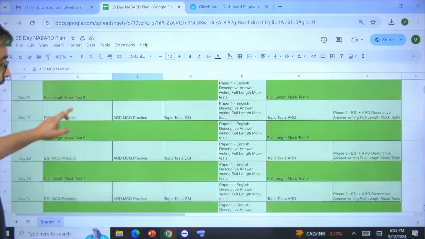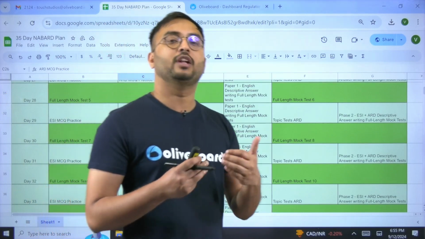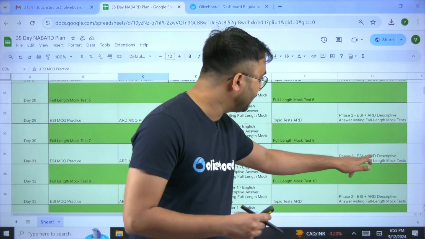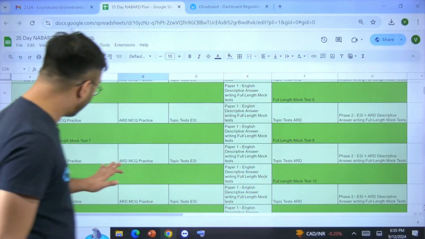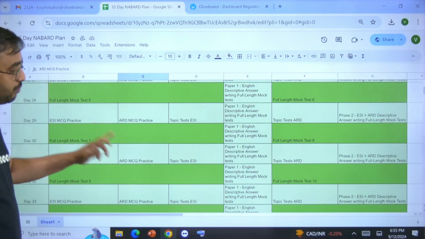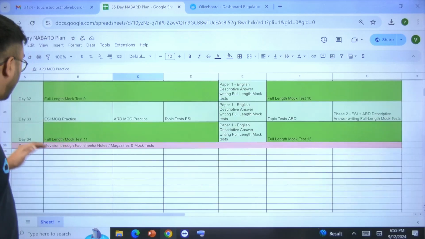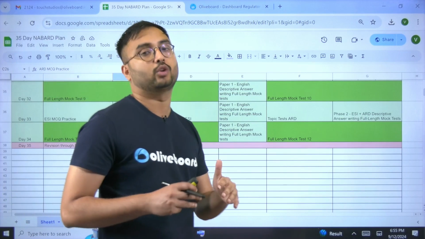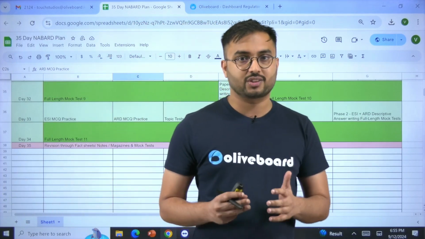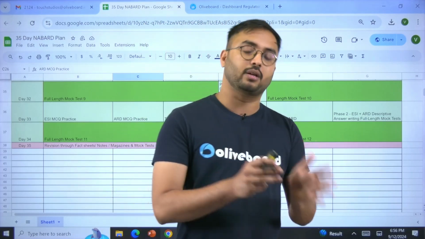In this way, you will see that you are not only covering the English descriptive full length mock test, and not only covering the ARD and ESI descriptive full length mock test, but you are also giving the complete mock test and the MCQ full length mock test. So all your mock tests will be completed on the 34th day. Here you will be completing almost 15 to 20 full length mock tests. Okay, and that too for each of these sections, MCQs also, descriptive also.